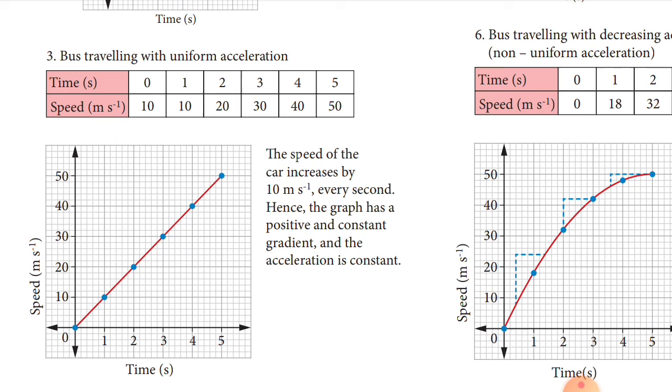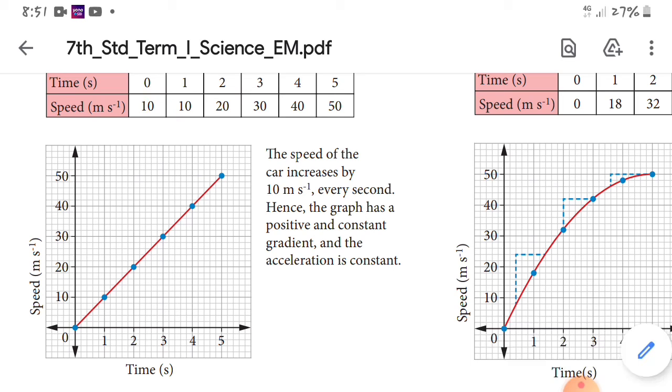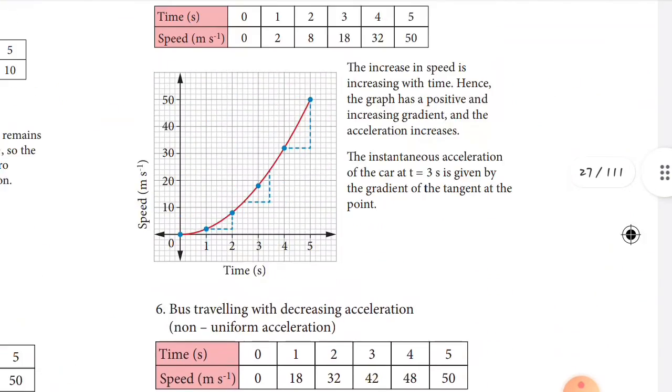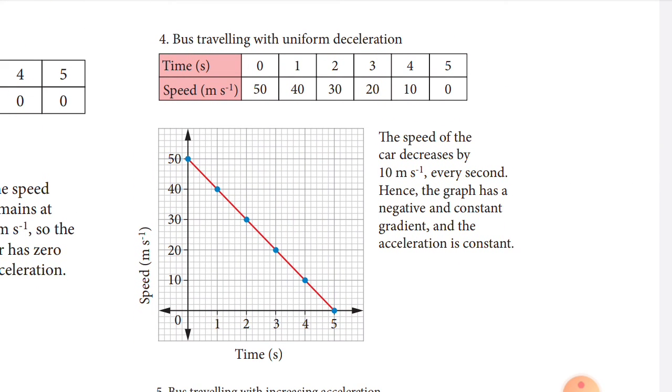Children, this is wrong. You just change this value, children. You just change this value here. 0, 0. This is 0, not 10. And here 10. So you plot a straight line. Here the speed of the car is increasing. How much? 10 meter per second every second. Hence the graph has positive and constant gradient here. So here the acceleration is always what? Constant.